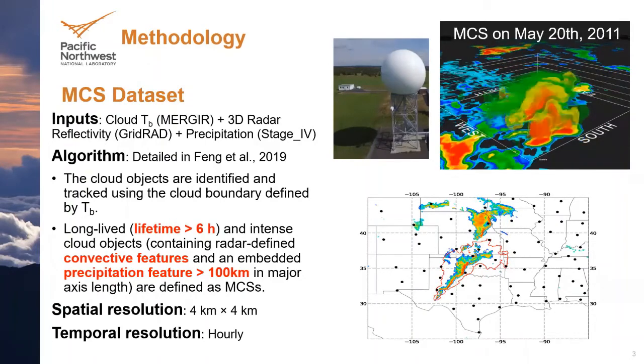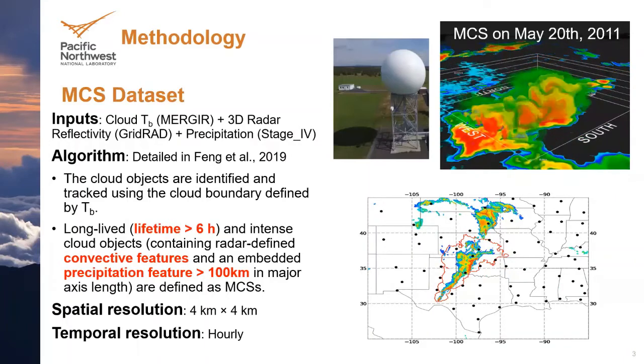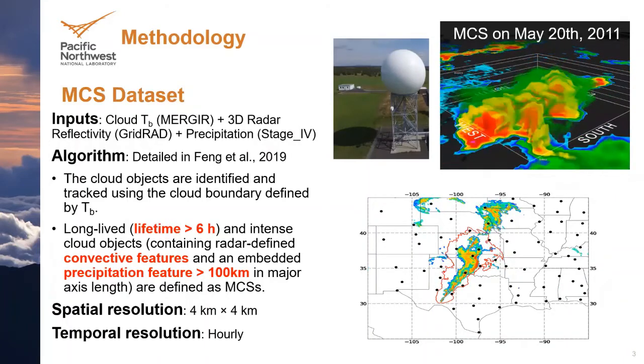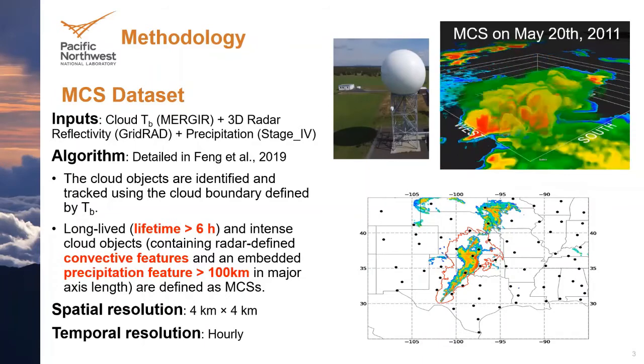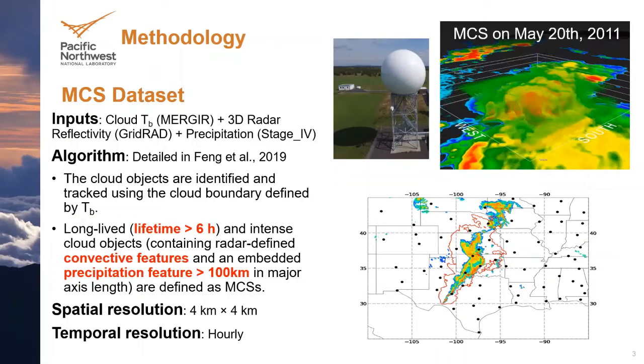To detect and track MCS, 3 layers of data are required. First is the upper level cloud brightness temperature, which is used to define the cloud boundary. The second is the surface precipitation. And the last one is the 3D radar reflectivity, which is used to depict the intensity and structure of the convection. In brief, a system needs to last more than 6 hours, contain convective feature and large precipitation feature to be defined as an MCS.